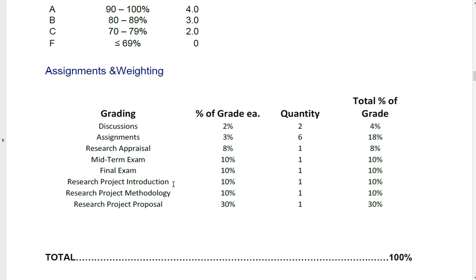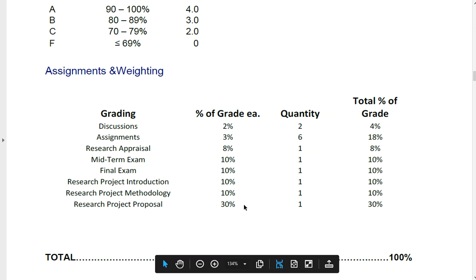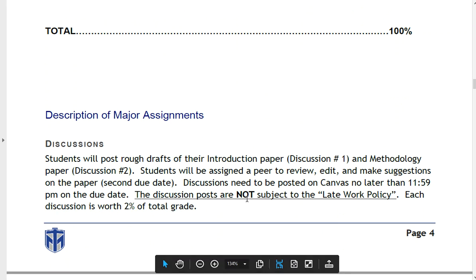You have a research project, obviously, so your introduction is going to be due, your methodology is going to be due, and then the final research proposal will be 30%. Now let's get into what each one of these is going to be.